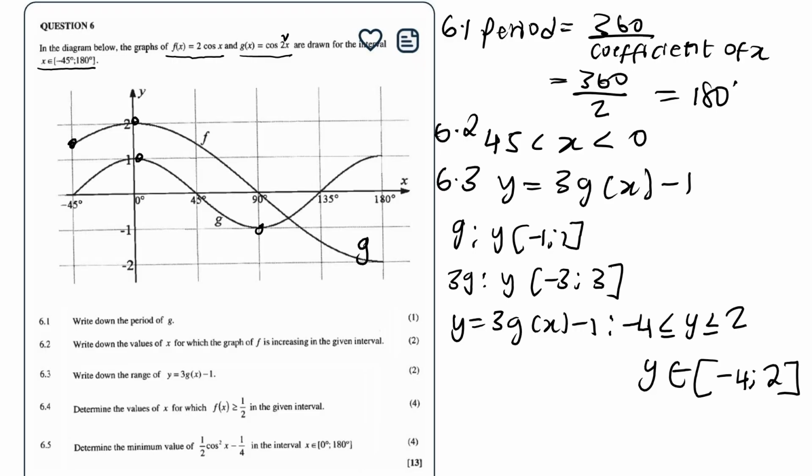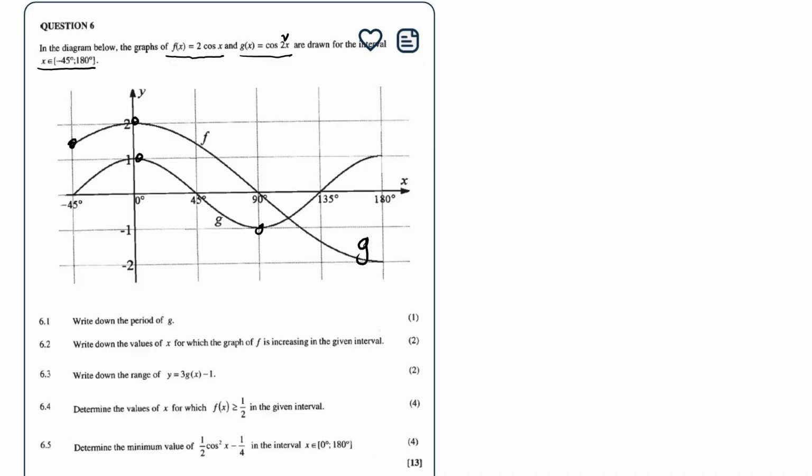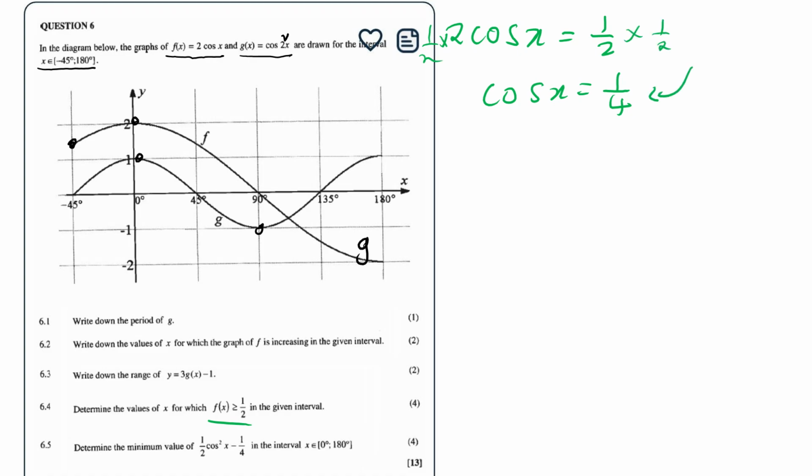Very good. Now 6.4. Determine the values of x for which f(x) is greater or equal to 1 over 2 in the given interval. So f(x) is 2 cos x. Let's equate this to 1 over 2, right? If we multiply everything by 1 over 2, we'll be left with cos x equal to 1 over 4.